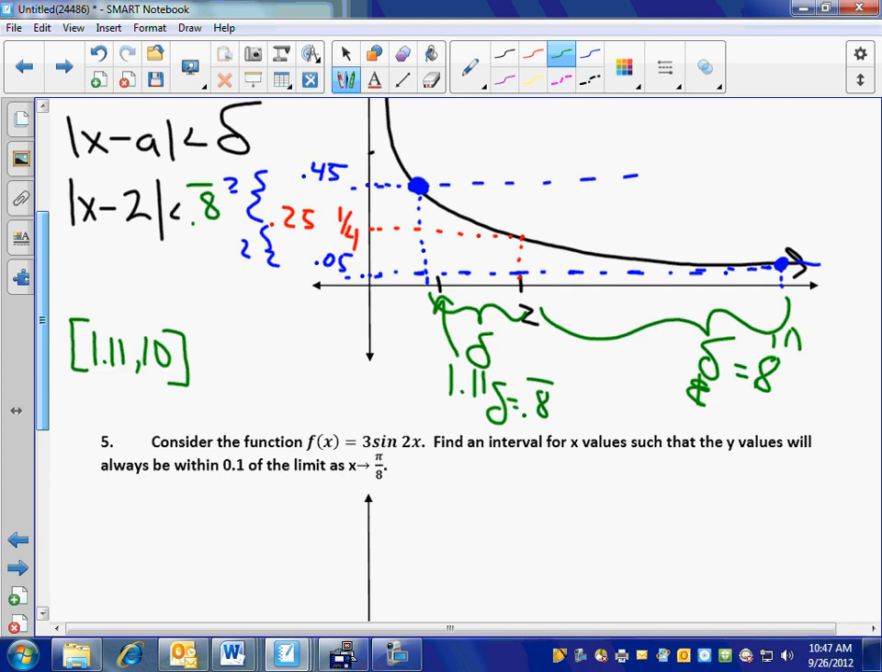So if I go 0.8 away from 2, you can tell that my output is within 2/10. If I go 0.8 away from here, you can tell again I'm going to be within that 2/10. So all we did is we found the upper and lower boundary. That was it.